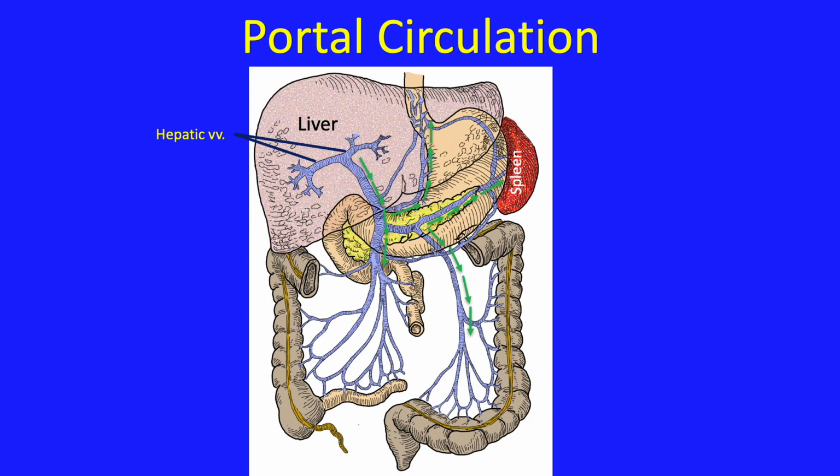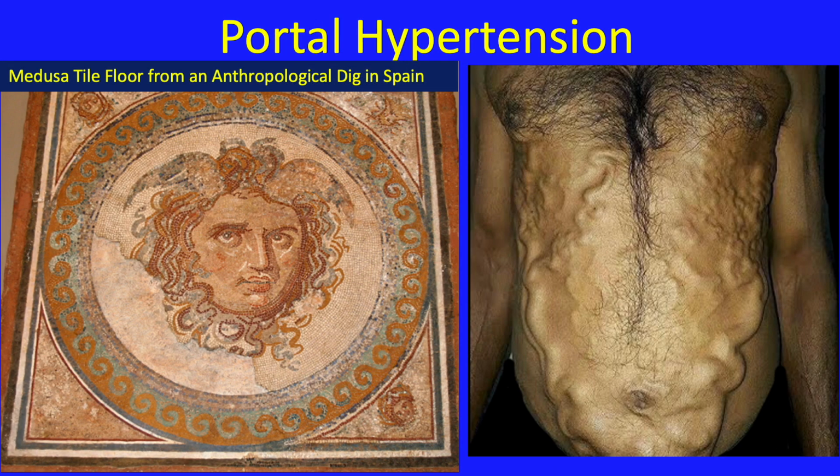its original path to the hepatic veins, blocked in part by the cirrhotic liver. The impaired drainage of the portal circulation leads to a condition known as portal hypertension and is characterized by the appearance of caput medusa, a disease named after the mythical creature whose hair was turned into snakes. Cutting off one of the snakes led to the onset of more snakes appearing in her head.